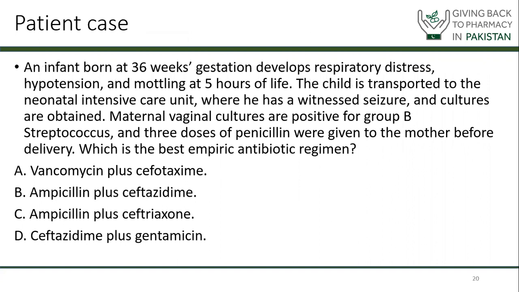Let's discuss a patient case. An infant born at 36-week gestation developed respiratory distress, hypotension, and mottling at 5 hours of life. The child is transported to a neonatal intensive care unit where he has witnessed seizures and cultures are obtained. Maternal vaginal culture is positive for group B streptococcus, and 3 doses of ampicillin were given to the mother before delivery. What is the best empiric antimicrobial regimen in this patient?